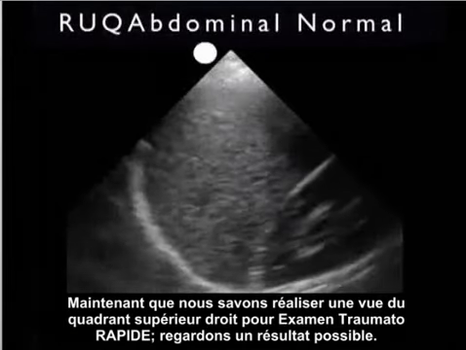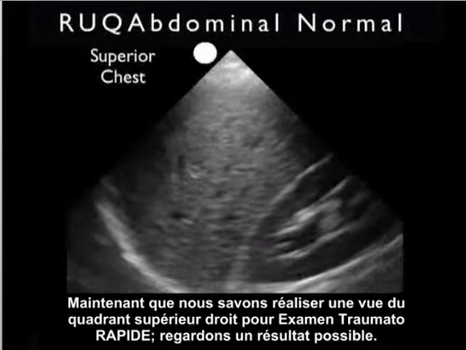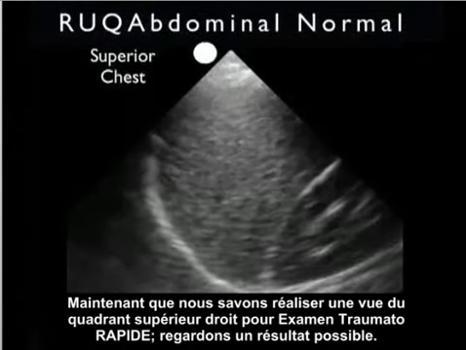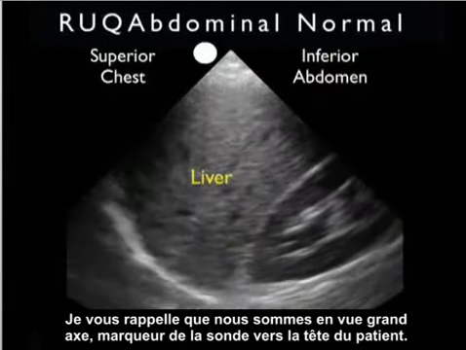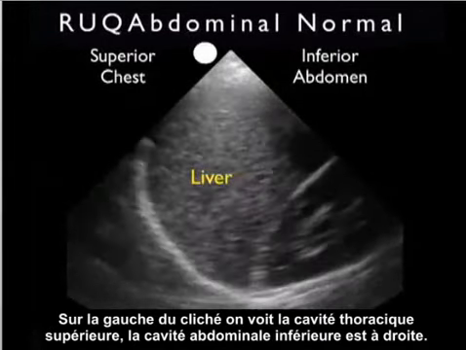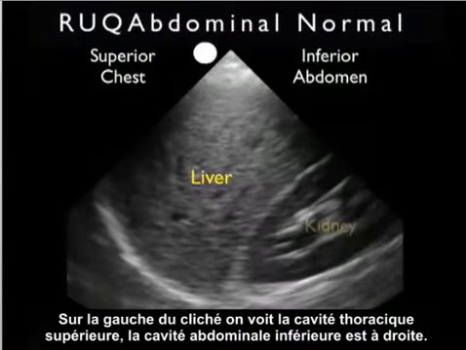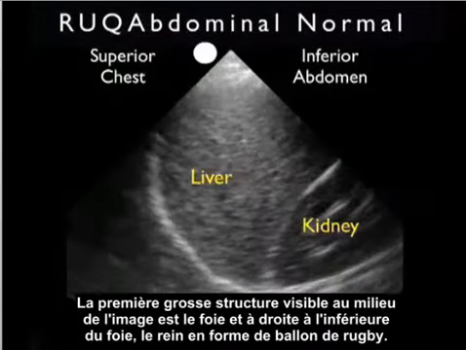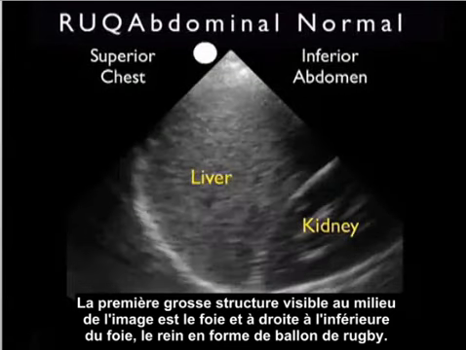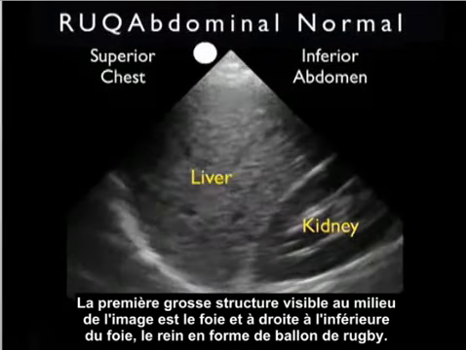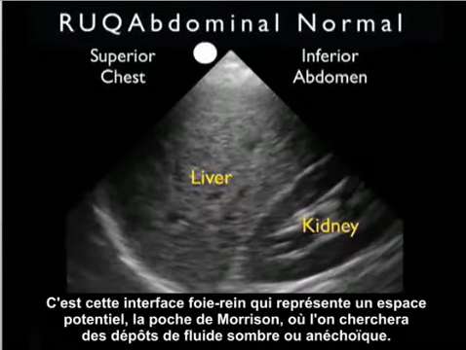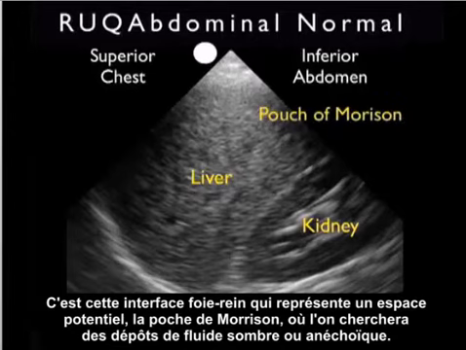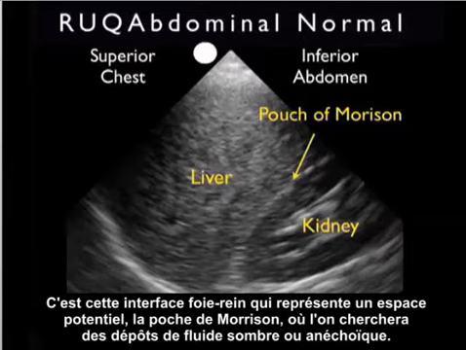Now that we know how to perform the right upper quadrant view of the trauma fast exam, let's take a look at a normal image that you might obtain. Remembering that this is a long axis view, I have the probe marker here positioned towards the patient's head. So towards the left of the clip here is superior or chest cavity, and towards the right is inferior or abdominal cavity. Notice the first large structure that comes into view in the middle of the image is the liver, and to the right or inferior to the liver we see the football-shaped kidney. Now it's that interface between the liver and kidney that represents a potential space known as Morrison's pouch where we'll be looking for dark anechoic fluid collections.